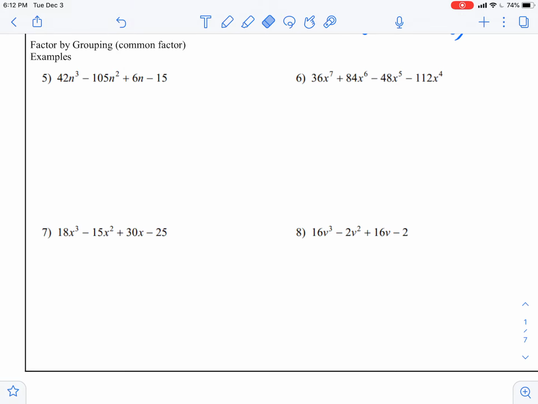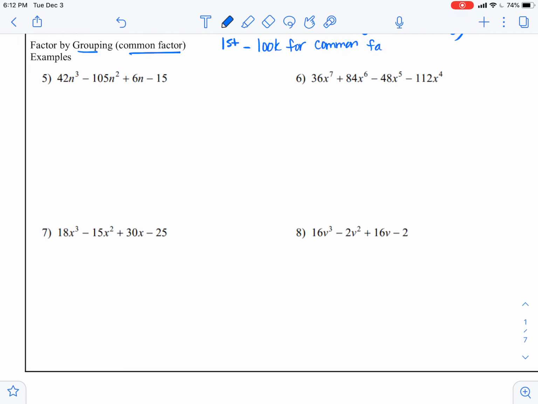Okay, so we are ready for factoring by grouping. And we just did common factors, and grouping is really just doing common factors. It's just a little bit more difficult. So remember what I told you when we did the last one. We always said the first step should always look for a common factor, just to simplify our problem.